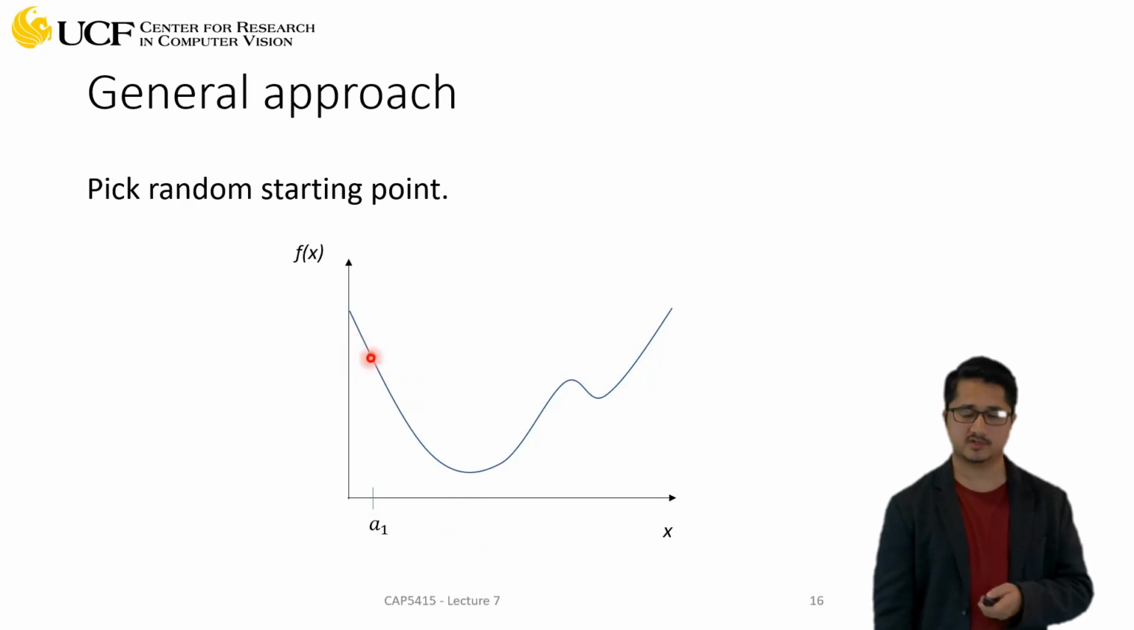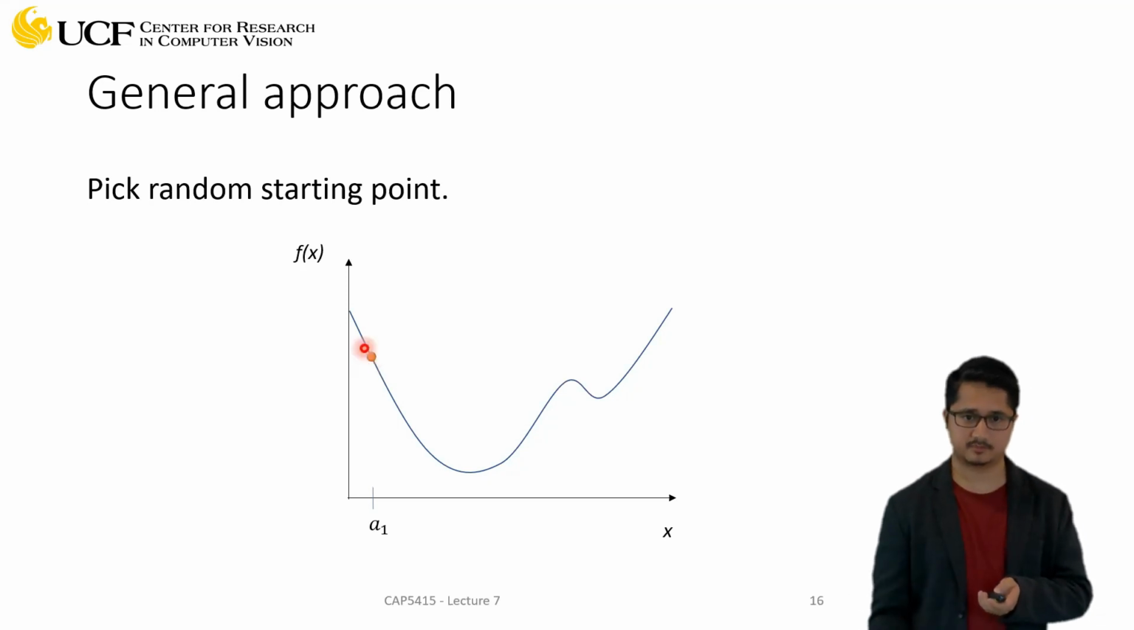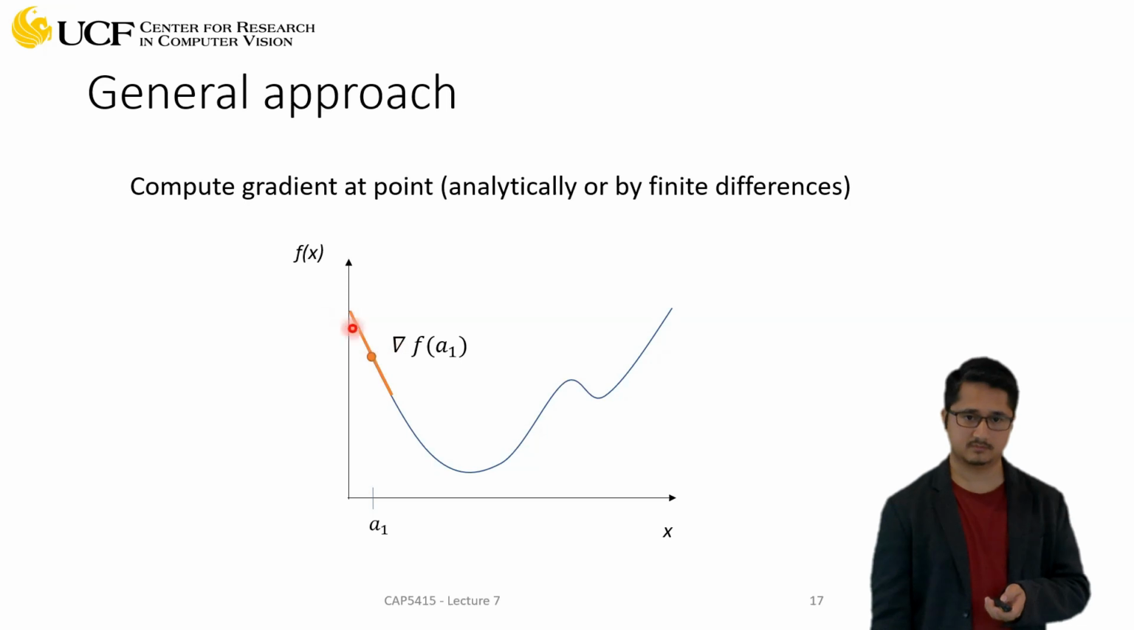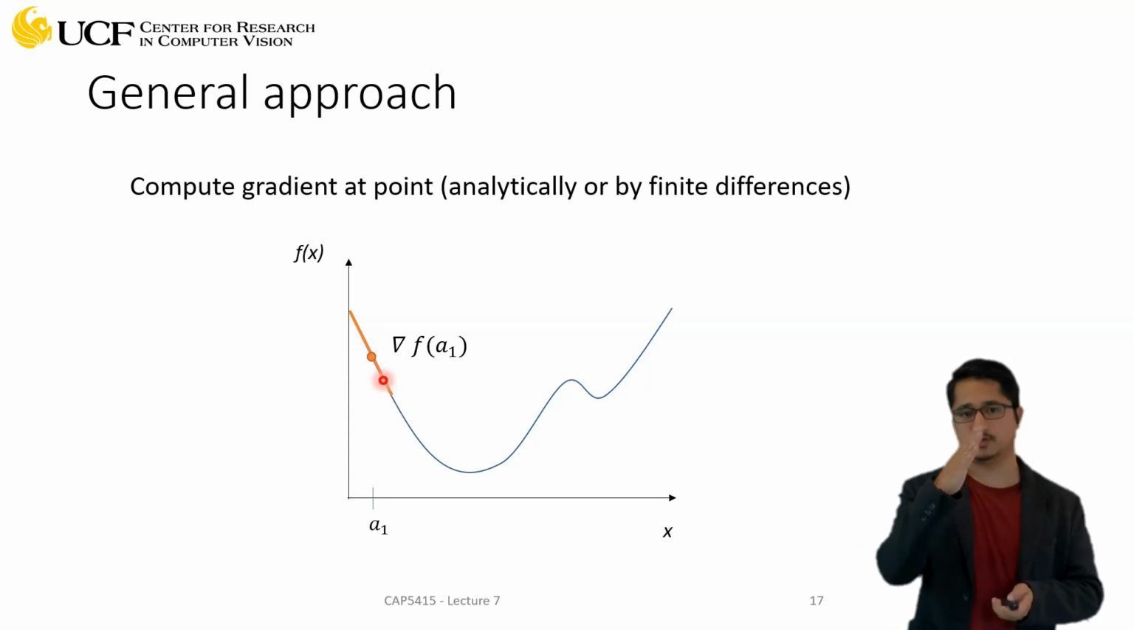So what we do is we find the derivative at this location. And you know that the derivative just gives you the slope of the curve. So if you compute the derivative, it will be something like this. And in this case, you can see that the slope is actually in the opposite direction, so it will have a negative value.